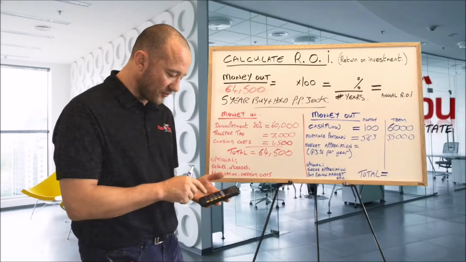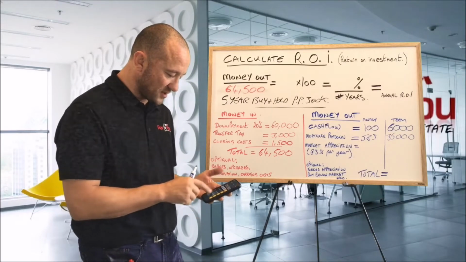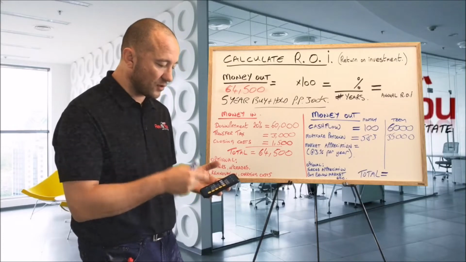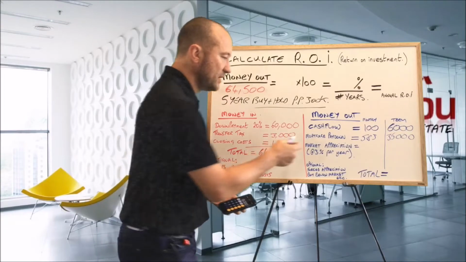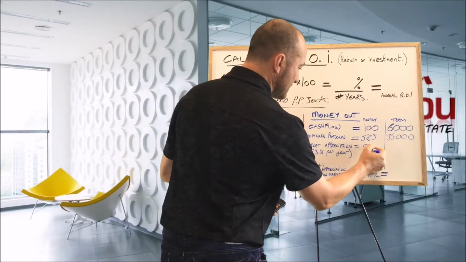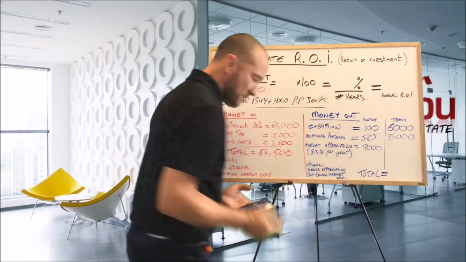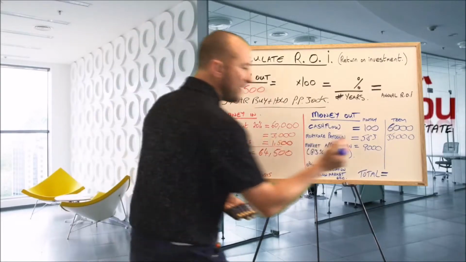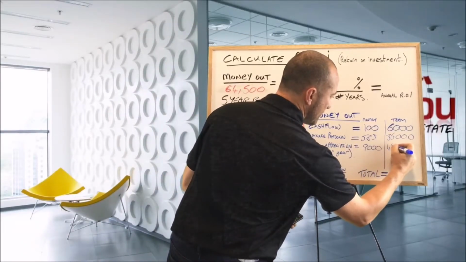So 3% of 300,000. So 300,000 times 0.03. That'll give you your 3% per year. So at 3% a year is 9,000. But remember, we're doing this over 5 years, so times 5, $45,000 over the term.